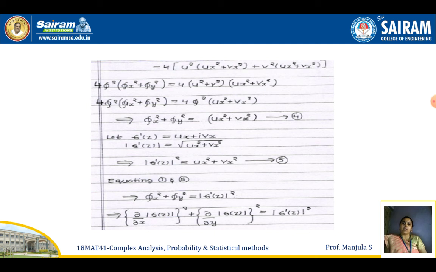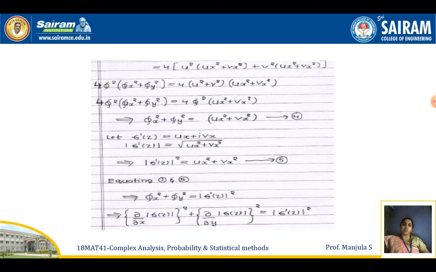Already we know that f′(z) is nothing but ux + i vx. If you take the modulus, we can write modulus of f′(z) as the square root of ux² + vx². Modulus of f′(z) squared equals ux² + vx². Take that as equation number 5.